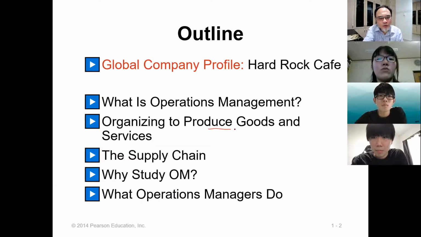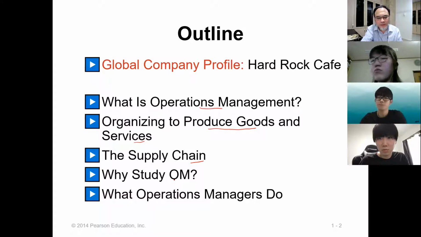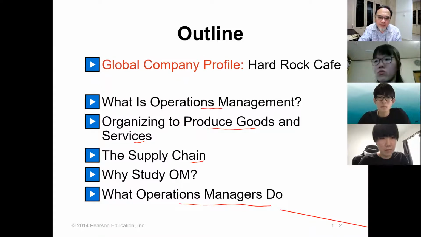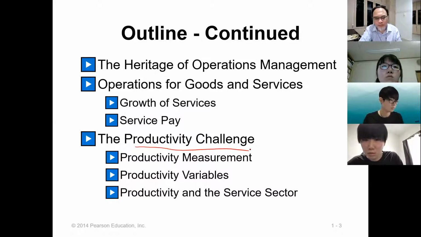How do companies organize to produce goods and services? From there, I'll explain this, and the concept of supply chain in operations management, and we'll go further. Why are we studying operations management? Why do we really need to understand operations management? And of course, we can also look at what operations managers do, or even operations managers, staff or executive, and other things like the history of operations management, or the heritage, operations for goods and services, and also the productivity challenge in operations management.